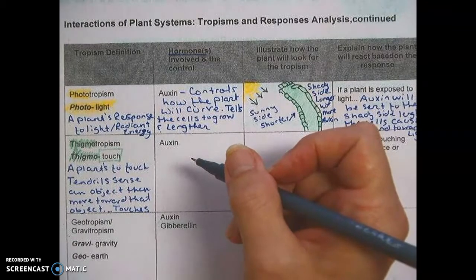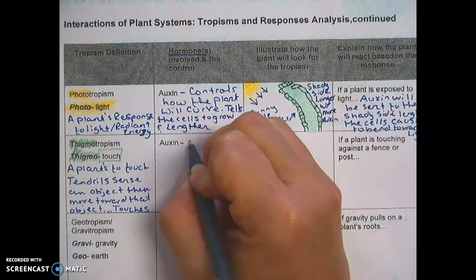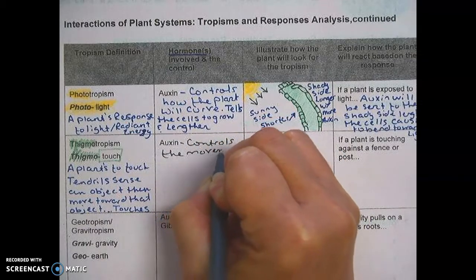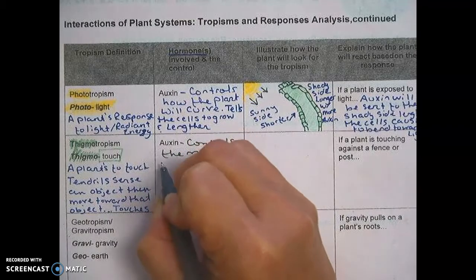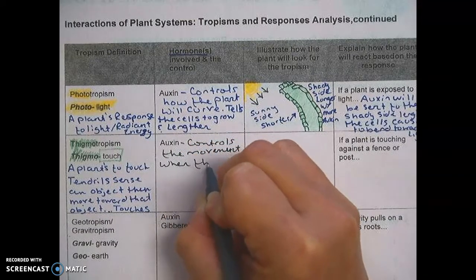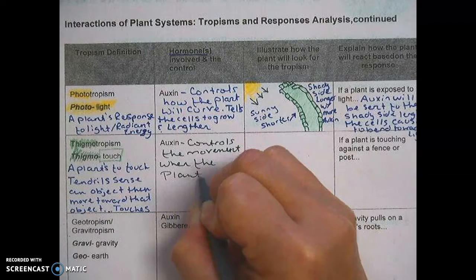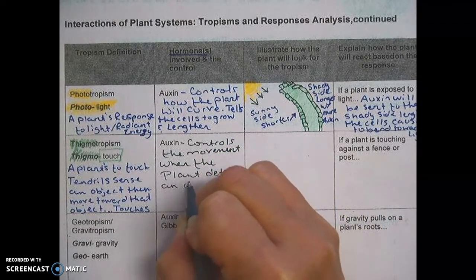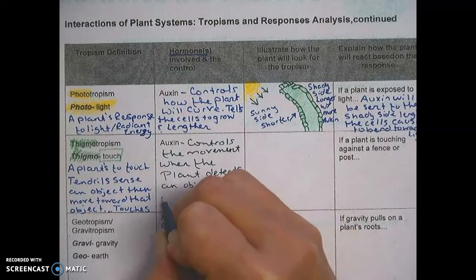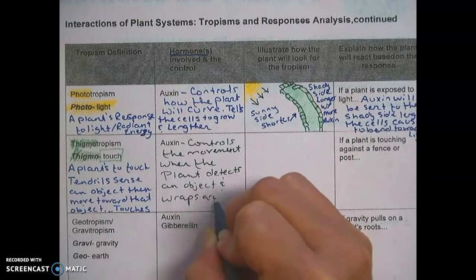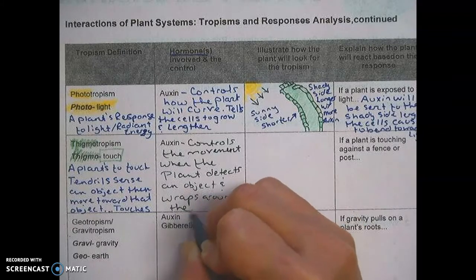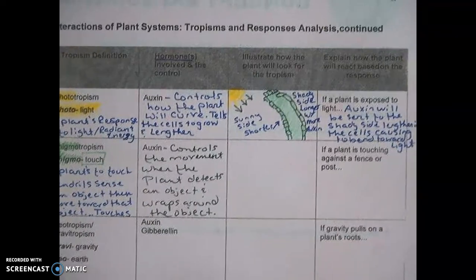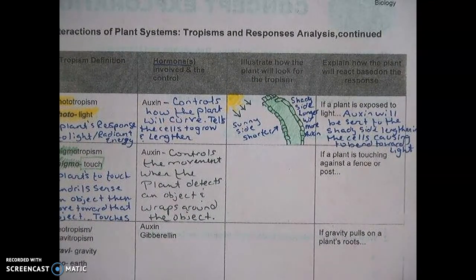So what the auxin will do is it will control the movement when the plant detects the object and wraps around. Wraps around the object. I don't like saying it. What is it? Is what I kept getting when I was doing my master's. So I have to put the word.